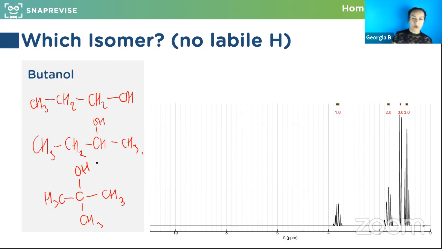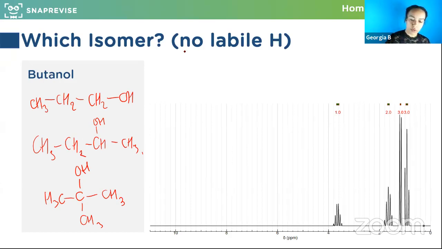Yes. The only thing we're going to do to tell which of these butanols is in our NMR spectrum is just look at the proton environments for now, and then in a bit we're going to have a look at the splitting patterns as well.